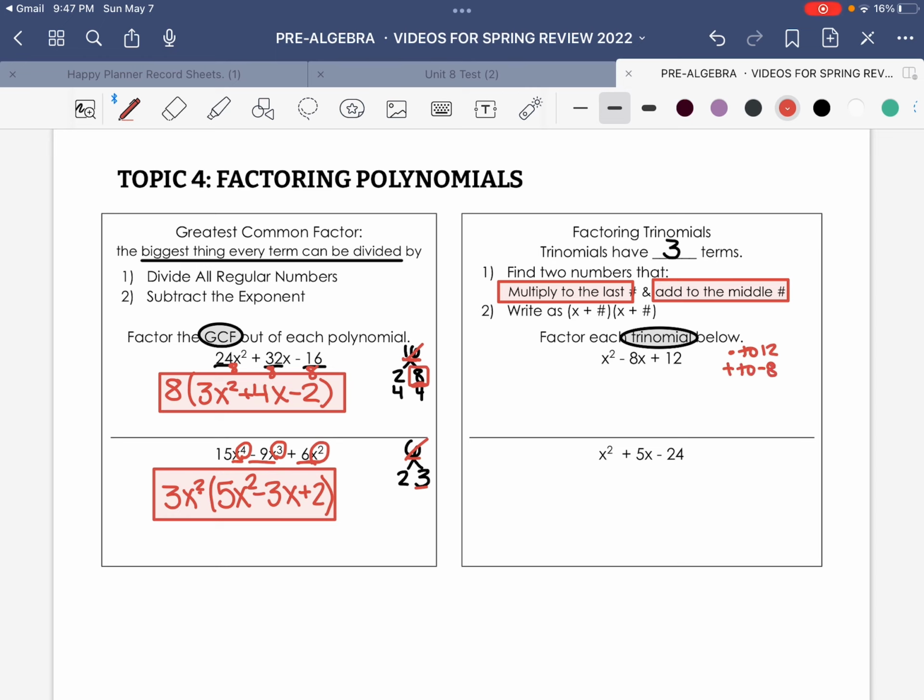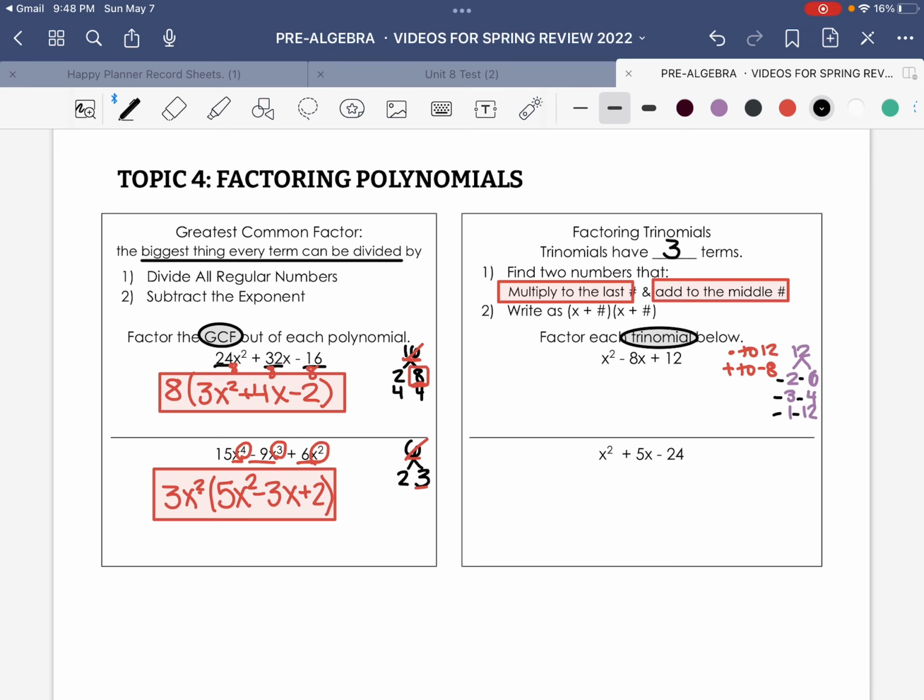So let's start by making a list of things that multiply to 12. Like 2 times 6 or 3 times 4. You can also include 1 times 12. Some people forget that one works too. Now, if they're going to add to negative 8, but multiply to 12, they both have to be negative. That's the only way to still multiply to positive 12, but add to a negative.